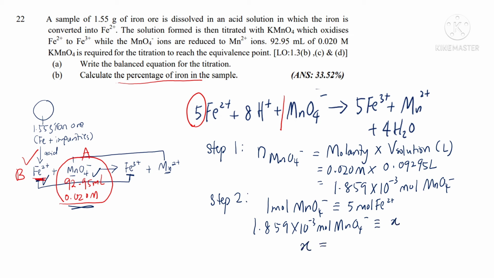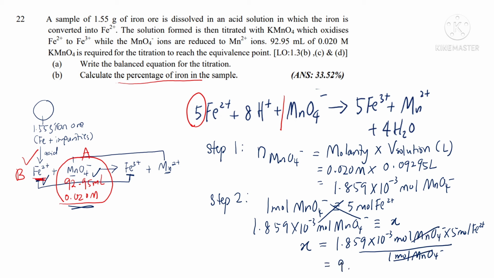And how to calculate the X? Basically cross multiplying. So 1.859 × 10^-3 mole of permanganate ion multiplied by 5 moles of Fe2+ ion divided by 1 mole of permanganate ion, and that should give 9.295 × 10^-3 mole of Fe2+ ion.